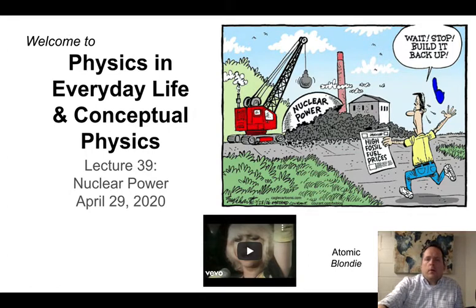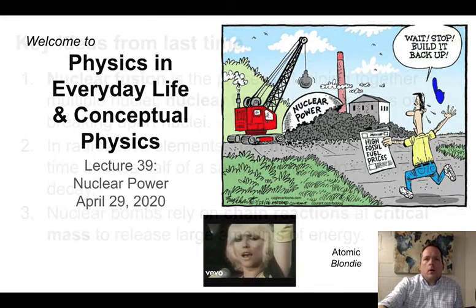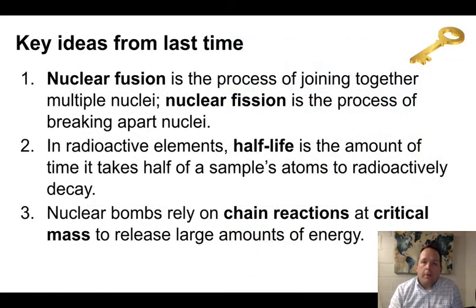So today we want to talk about nuclear power. Last time we talked about nuclear weapons, and in fact the mechanism behind both of them is pretty much the same thing. You just have a different aim, obviously, with both of those devices. Last time we talked a little bit about the difference between nuclear fusion and fission. Fusion, the process of joining together multiple nuclei to create a new, larger nucleus. Fission, the process of splitting apart nuclei.